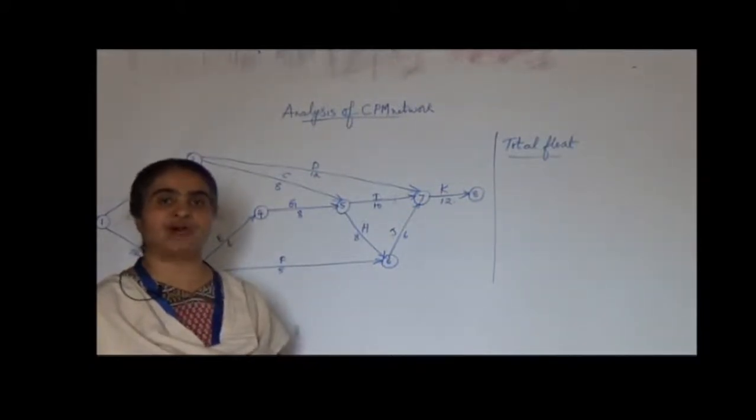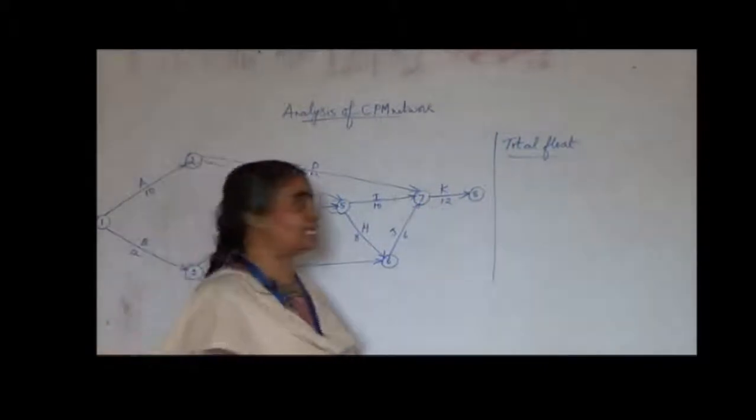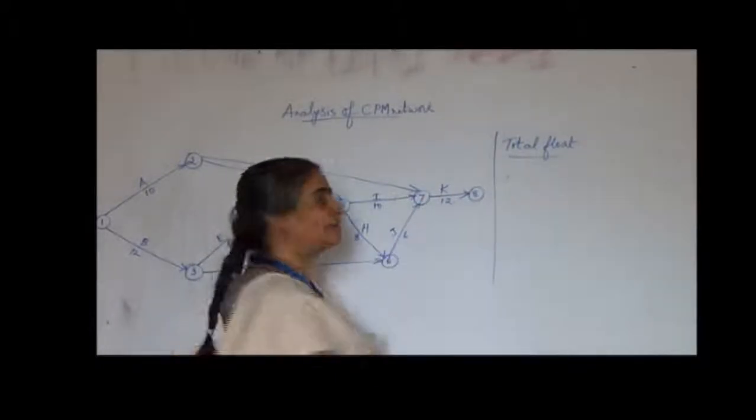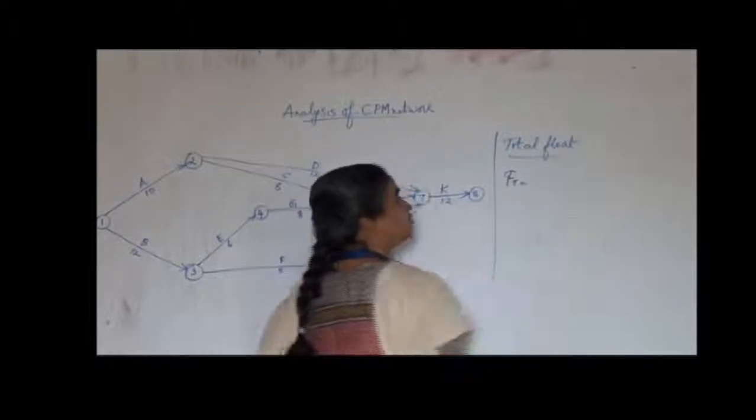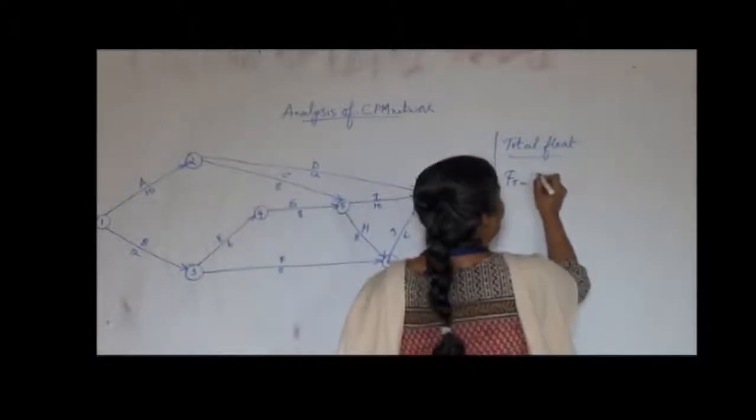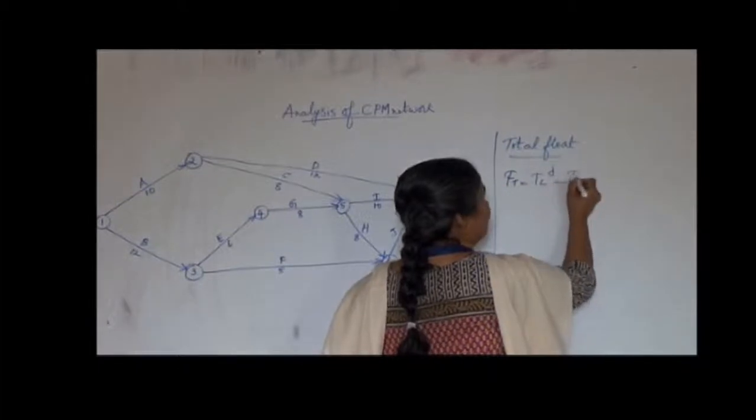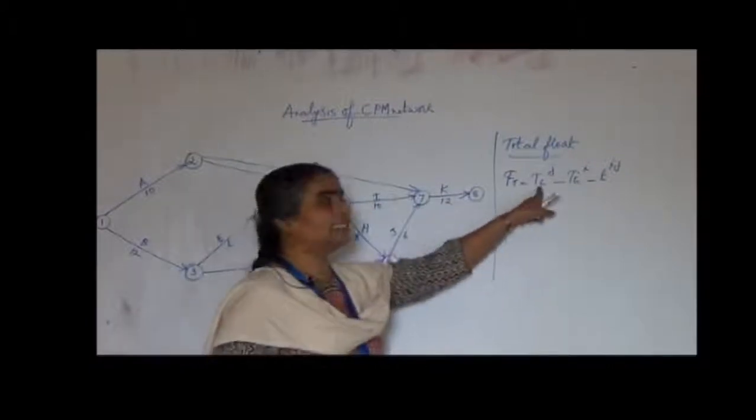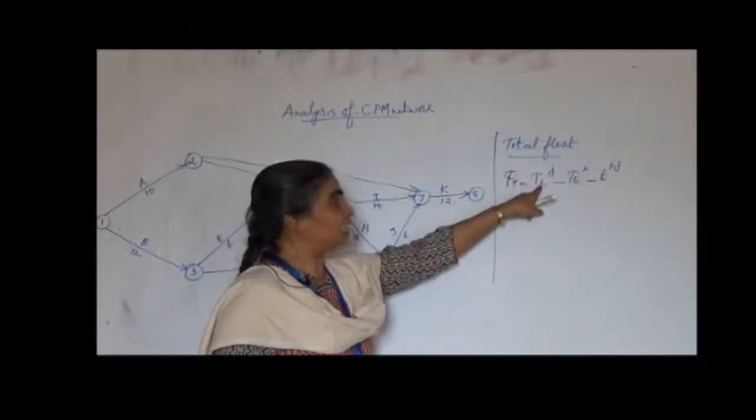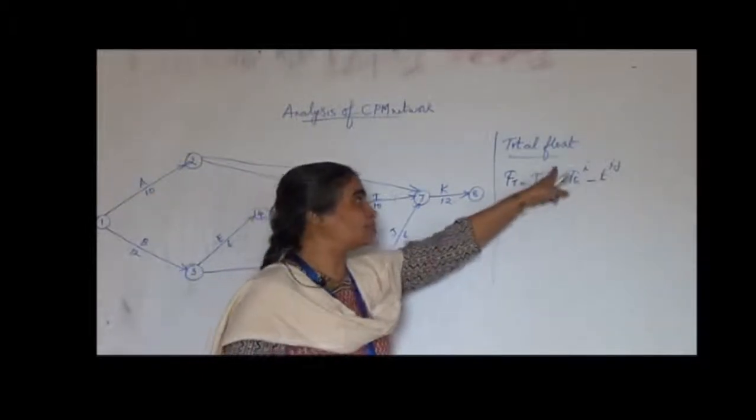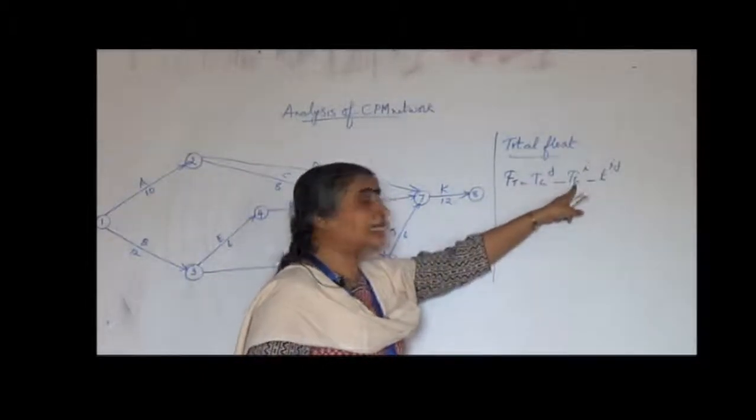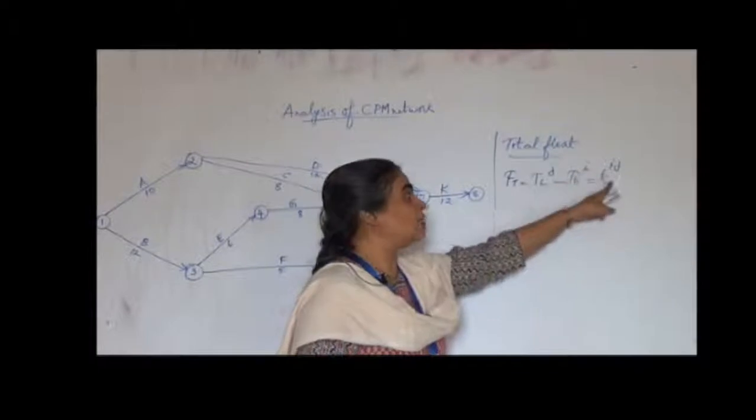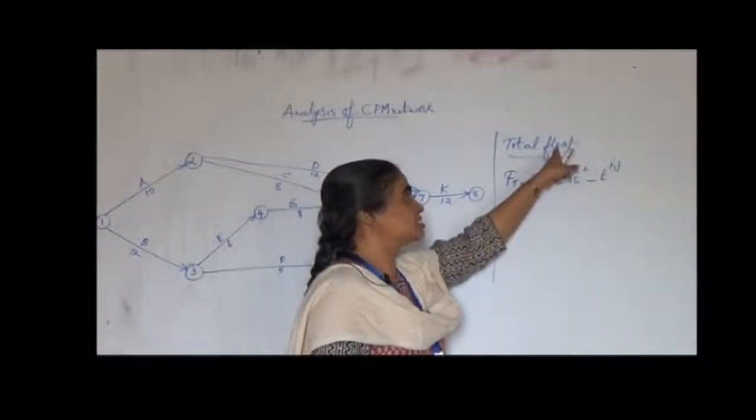So the formula for finding out the total float, represented by the abbreviation FT, is TLJ minus TEI minus TIJ. TLJ is nothing but the late time of an event, that is the head event, shown by J, and TEI is the early event time of the tail event, which is shown by I, minus the activity duration. So this is the total float.